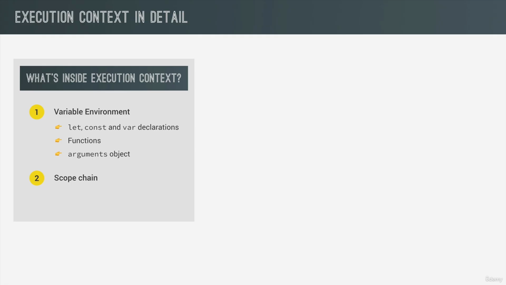Finally, each context also gets a special variable called the this keyword. And once more, there is a special lecture just about the this keyword later in the section. Okay, now the content of the execution context, so variable environment, scope chain, and this keyword, is generated in a so-called creation phase, which happens right before execution.